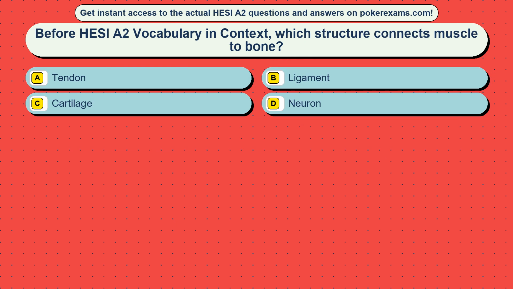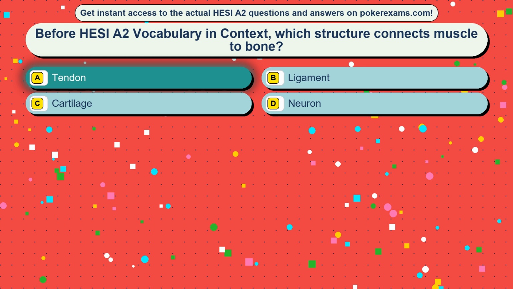Question 25. Before HESI A2 vocabulary in context, which structure connects muscle to bone? Option A tendon, option B ligament, option C cartilage, option D neuron. The correct answer is option A, tendon.